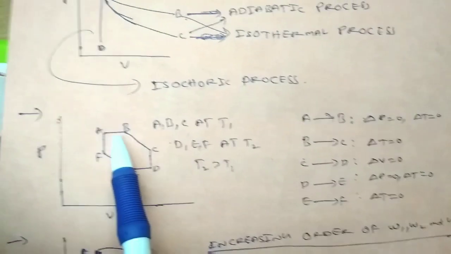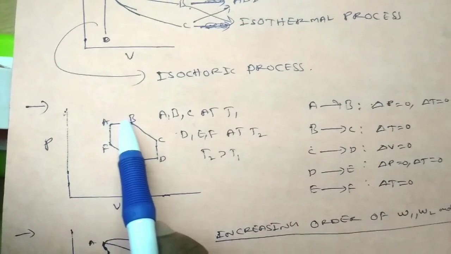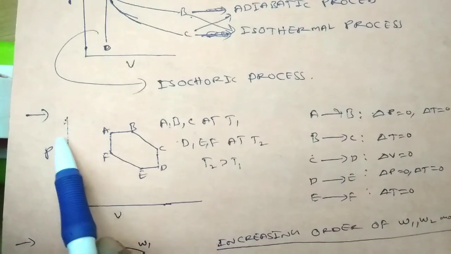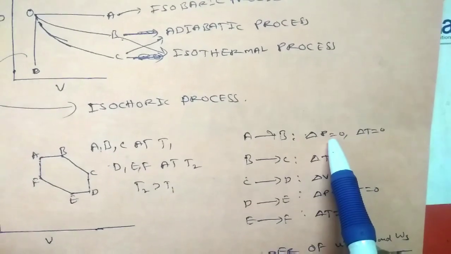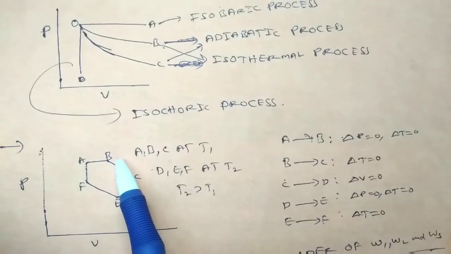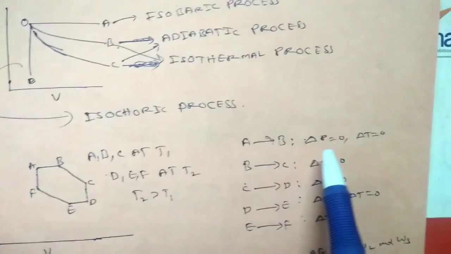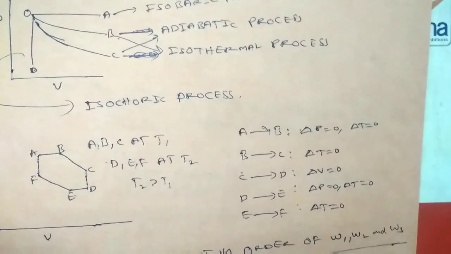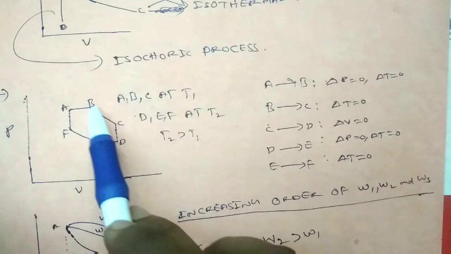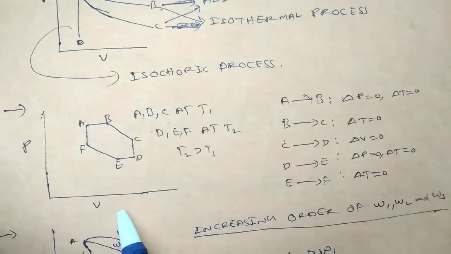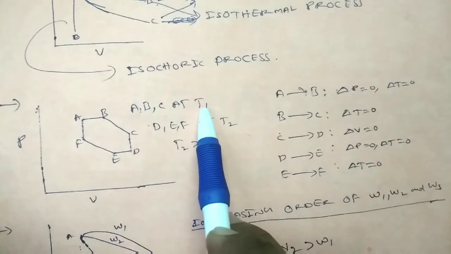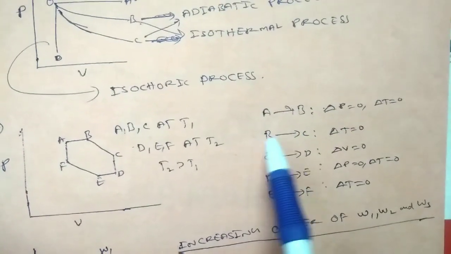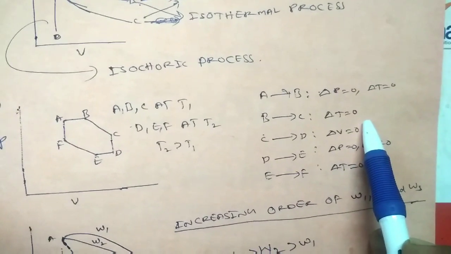A to B, what is constant there? It goes straight without changing. This is the pressure scale, right? So the change in pressure would be 0 here, and A and B are at the same temperature T1. Therefore A to B represents both an isobaric process and an isothermal process. Shall we see B to C? In B to C, pressure is changing, volume is changing, but the temperature is the same. B and C are at T1 only. Therefore the B to C process represents isothermal.